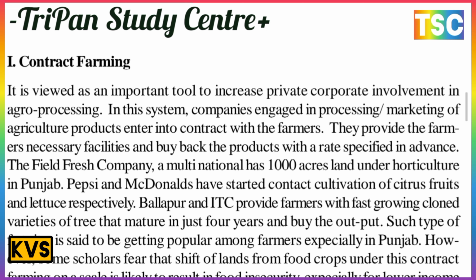The Field Fresh company, a multinational, has 1,000 acres of land under horticulture in Punjab, and Pepsi and McDonald's have started contract cultivation of vegetables and fruits. Ballarpur and ITC provide farmers with fast-growing clones and varieties of trees that mature in just 4 years, and buy the output. Such types of farming are said to be getting popular among farmers, especially in Punjab.